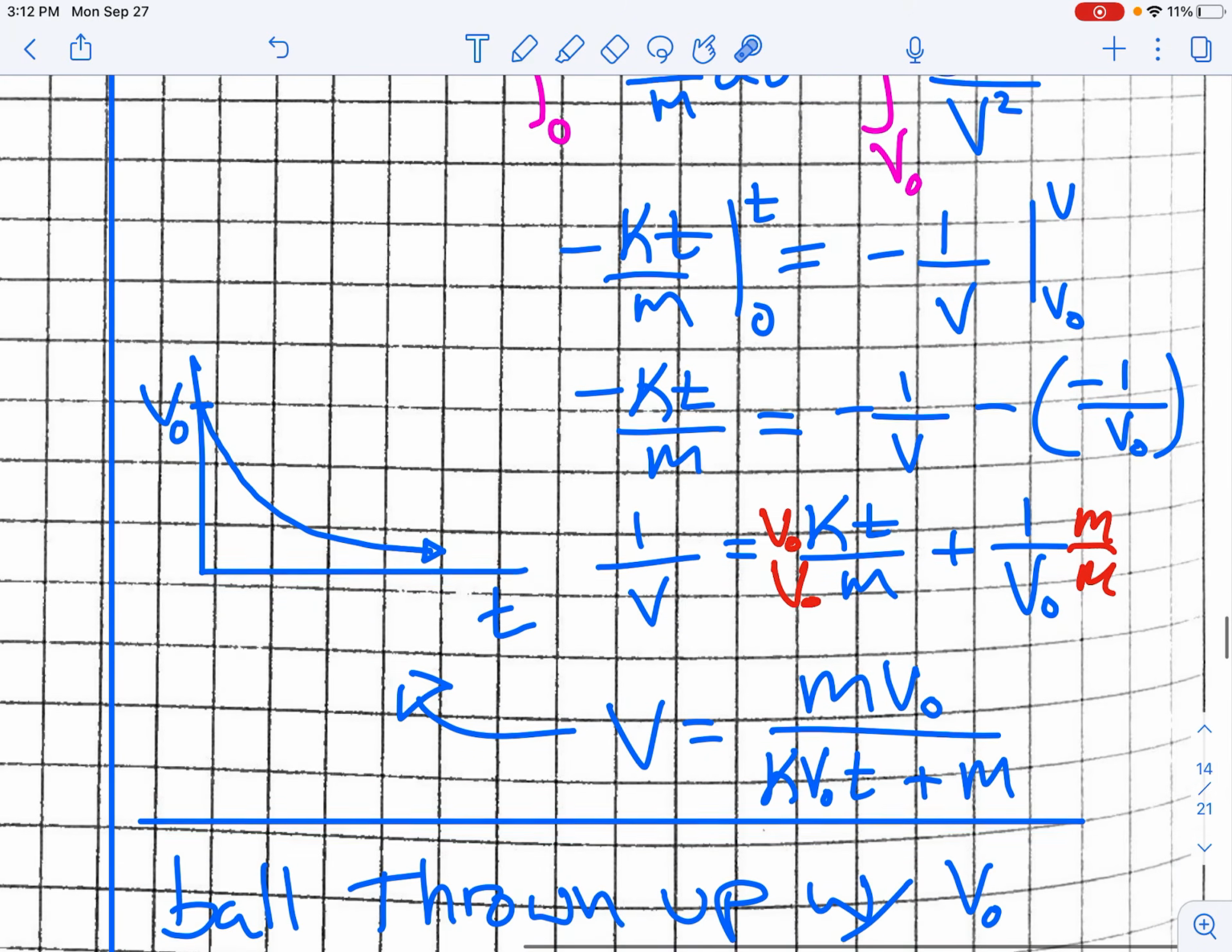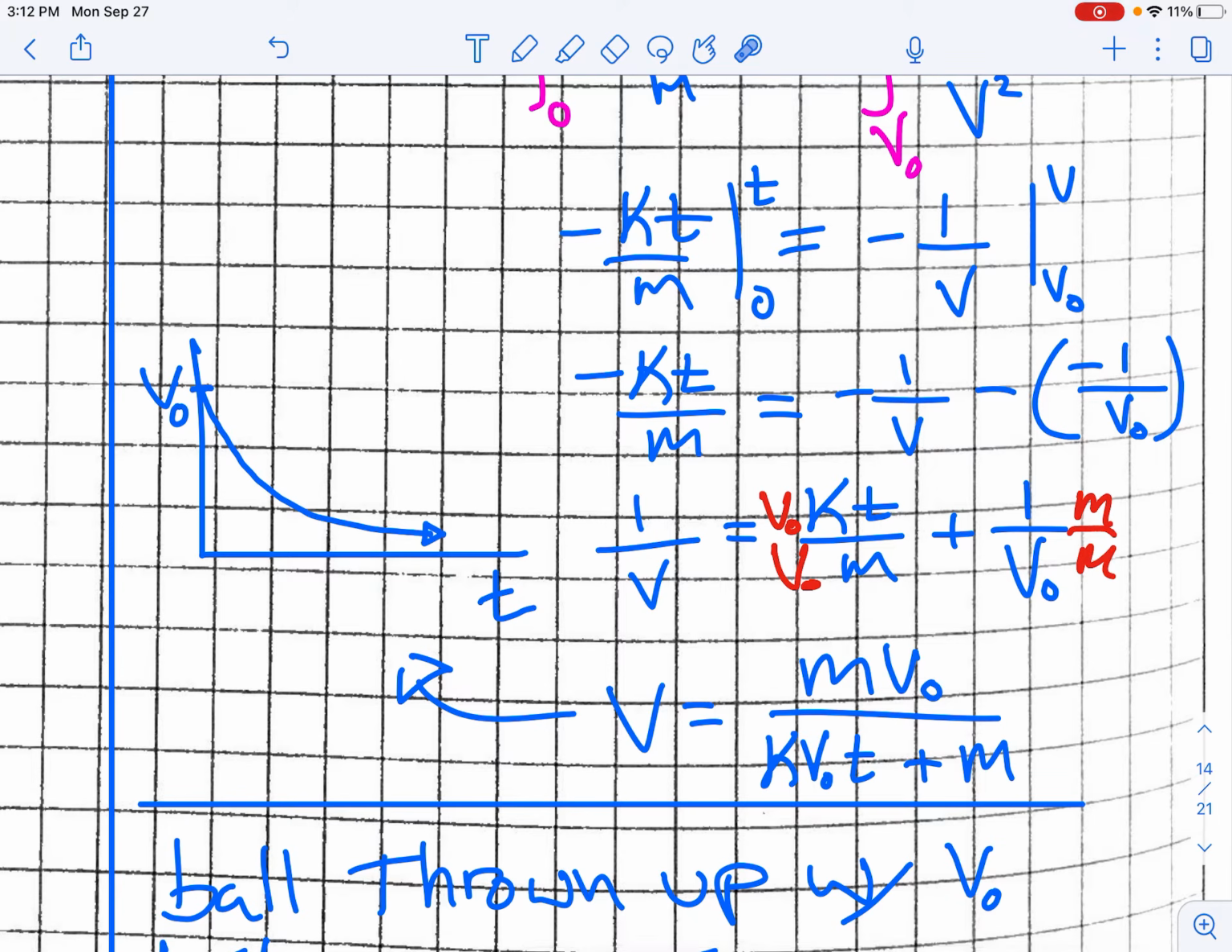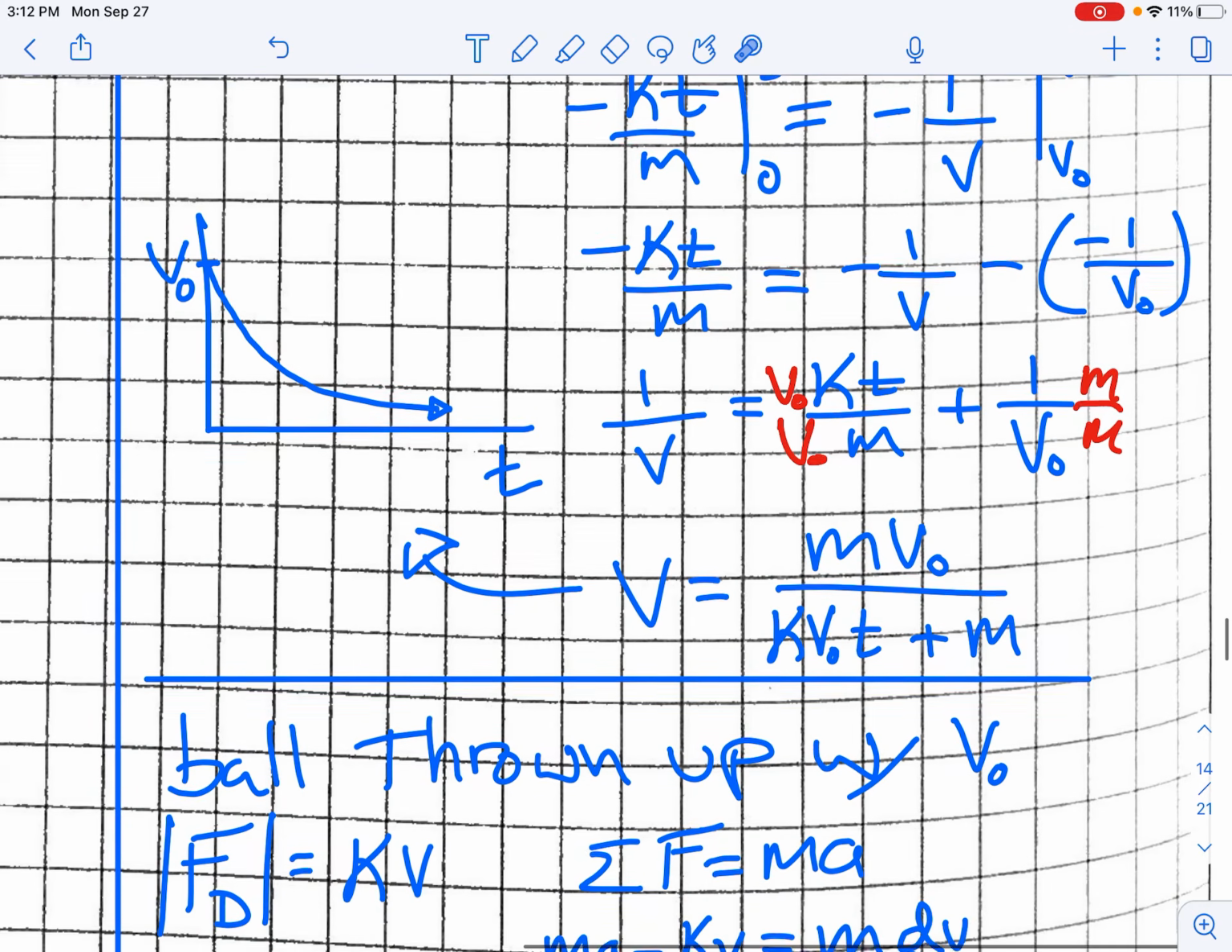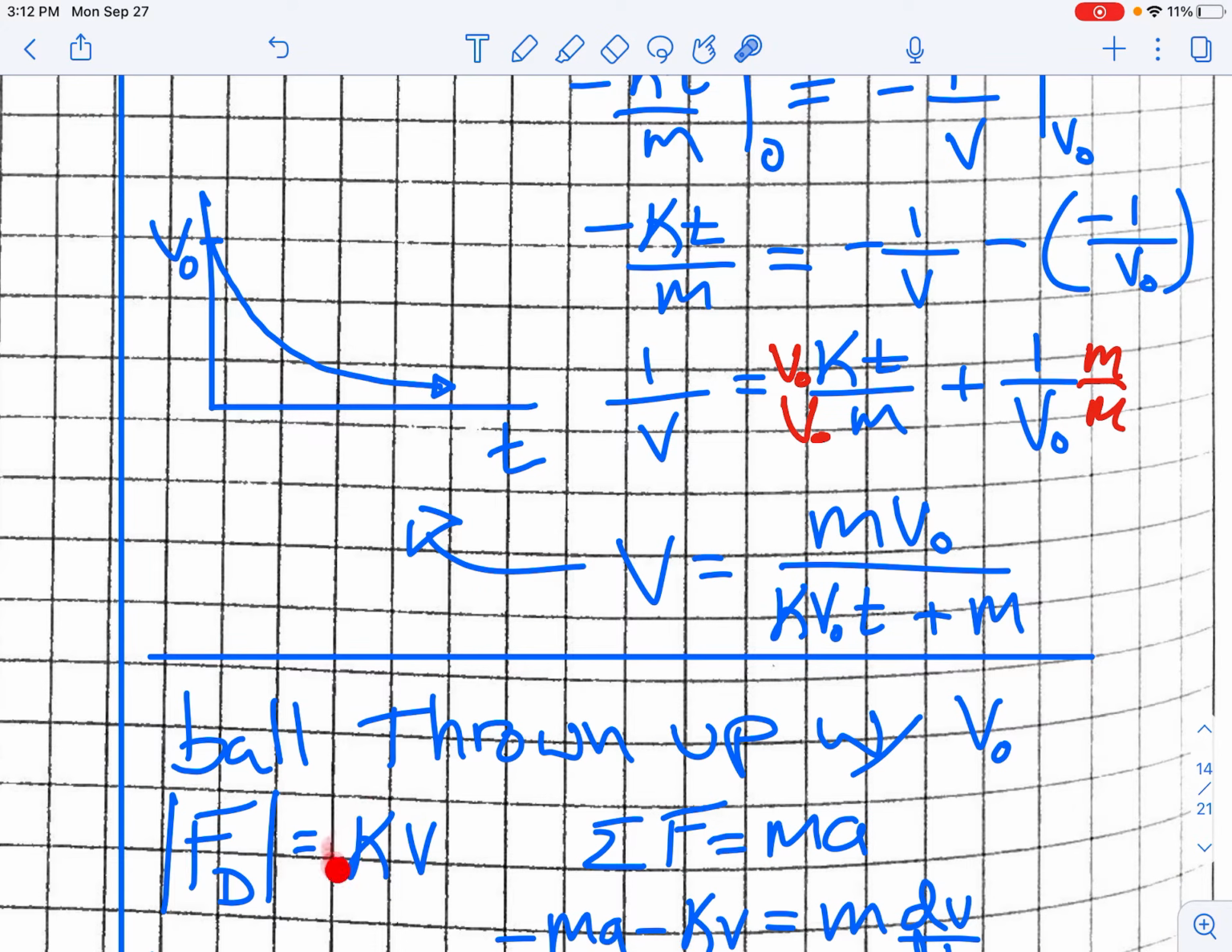The second example I wanted to look at is if we threw a ball upwards with an initial speed of v0. The force of drag here is going to be kv. This kind of stuff would be given to you in the problem. I'm telling you right now that that's what we're using for this example.